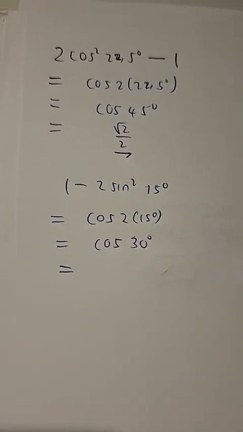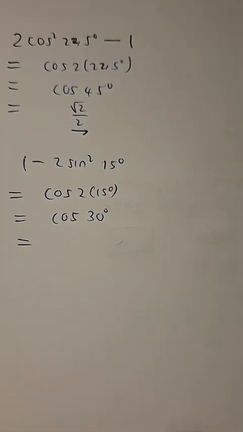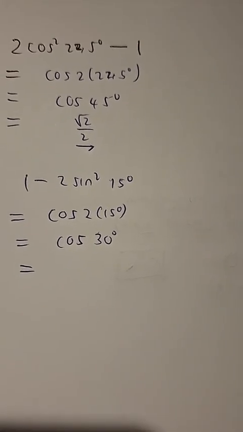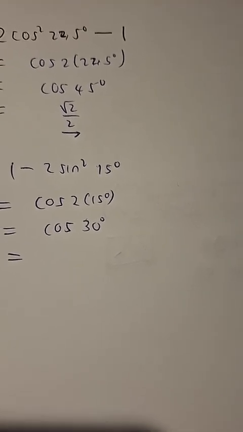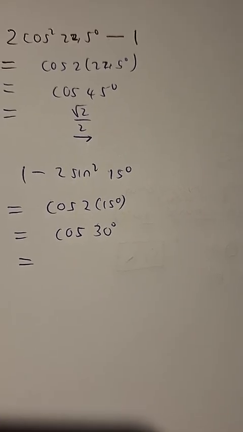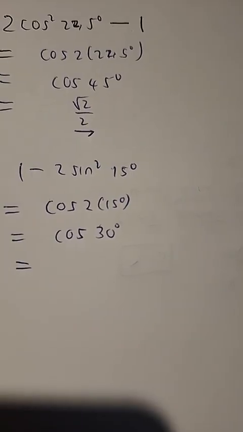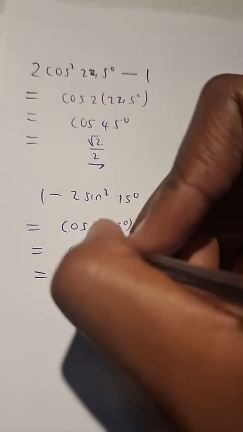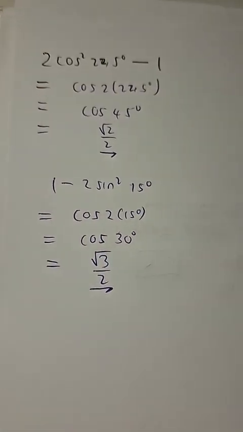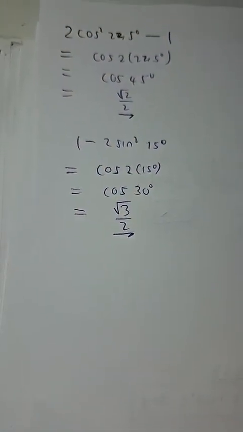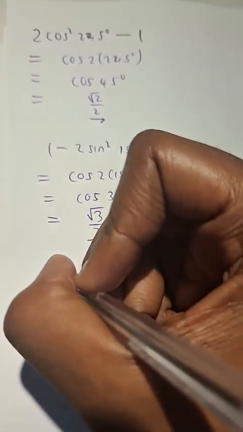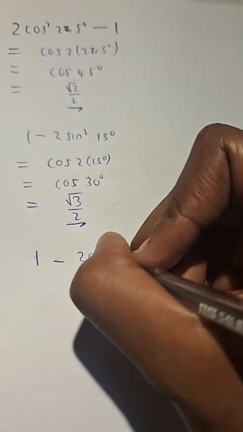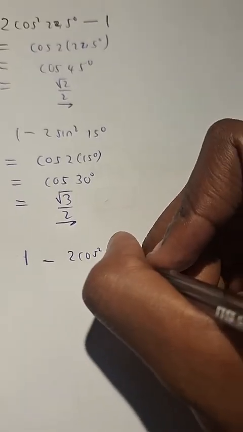So we can quickly use our calculator here, okay? And my trusted people in the comment section, who are always on the money, cos 30 degrees gives you root 3 over 2, right? Yeah. Okay, let's move on. The next one, 1 minus 2 cos squared of 15 degrees.